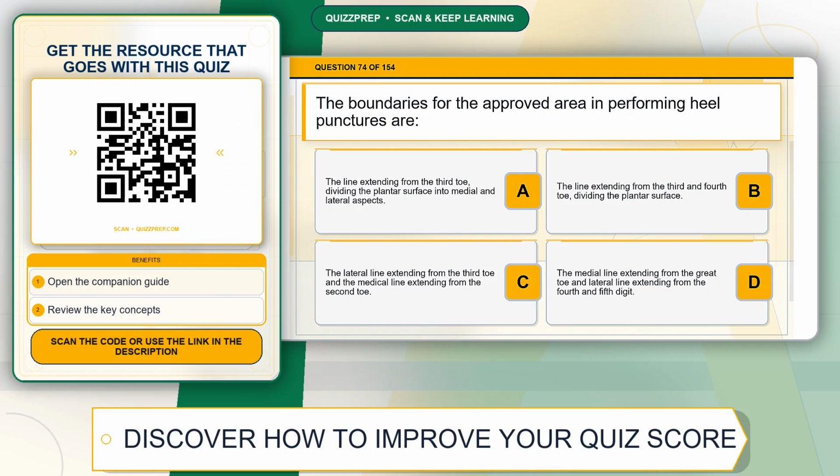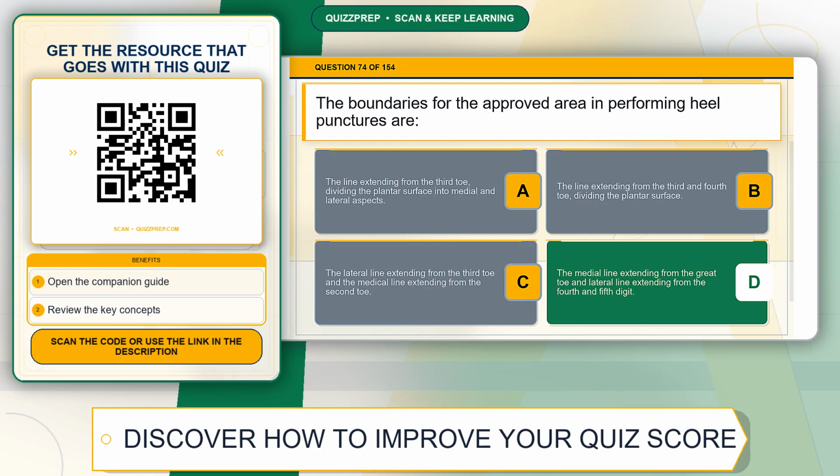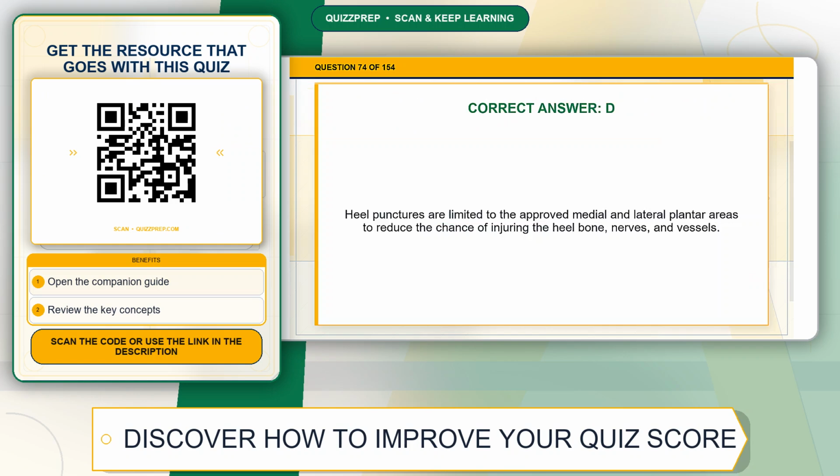Question 74. The boundaries for the approved area in performing heel punctures are: Option A, the line extending from the third toe, dividing the plantar surface into medial and lateral aspects. Option B, the line extending from the third and fourth toe, dividing the plantar surface. Option C, the lateral line extending from the third toe and the medial line extending from the second toe. Option D, the medial line extending from the great toe and lateral line extending from the fourth and fifth digit. The correct answer is option D. Explanation. Heel punctures are limited to the approved medial and lateral plantar areas to reduce the chance of injuring the heel bone, nerves, and vessels.